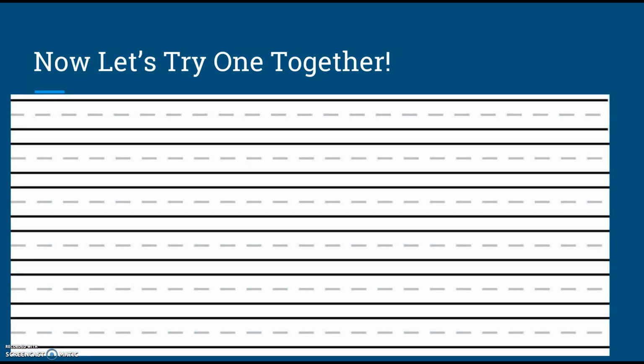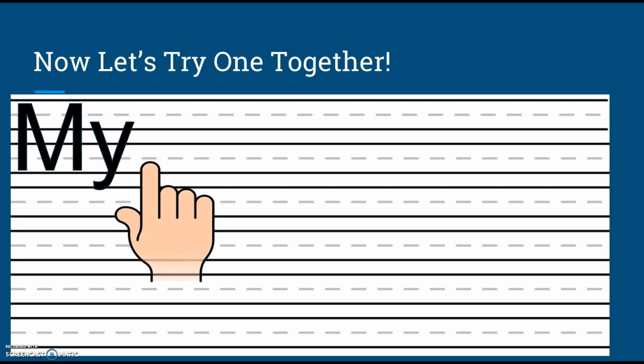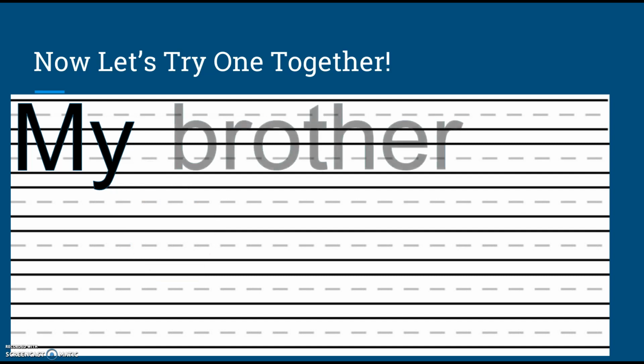I'm going to start my sentence off with the word my. Now, I know what I want my next word to be, but I'm not quite sure how much space I need between these two words. So what I'm going to do is use my finger spacer to show me. Now that I have an idea of how much space I need between the word my and my next word, I can add my next word. My brother. So I don't have very much room after the word brother, so I'm going to skip down to the next line to write my next word, so I don't really need to use my finger spacer here.